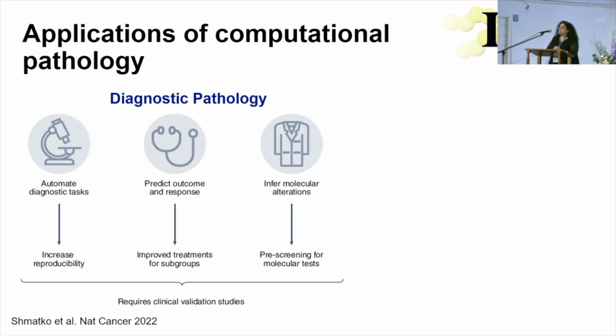There are several applications of computational pathology in diagnosis and in research. In diagnosis, for example, one can automate several tasks that can not only reduce the burden of workload, but that can also increase reproducibility. One can also, for example, infer molecular alterations that could help us tailor therapy. Of course, all of these applications have to undergo validation before being deployed.